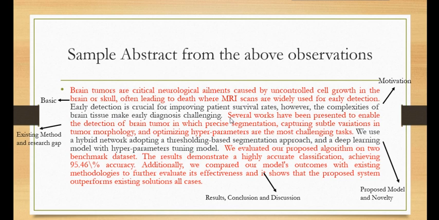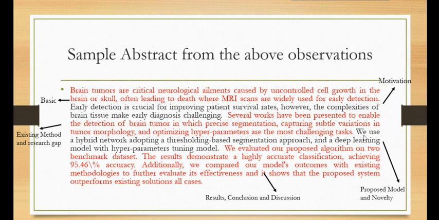So next part is the existing methodology. I have already mentioned that several works have been presented to enable the detection of brain tumor. To detect brain tumors, several algorithms have been used, in which precise segmentation, capturing subtle variation in the tumor morphology, and optimizing hyperparameters are the most challenging tasks. So this one is the most challenging task.